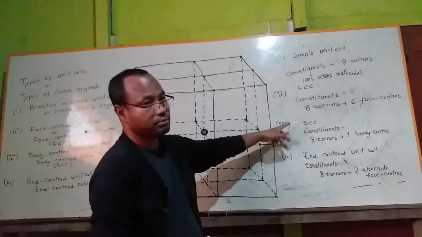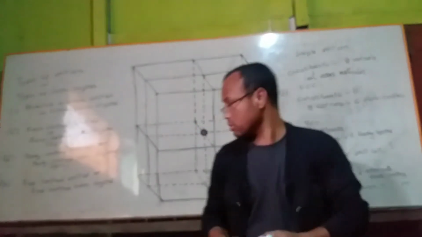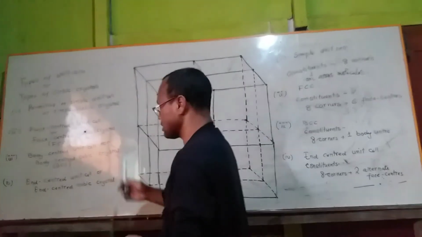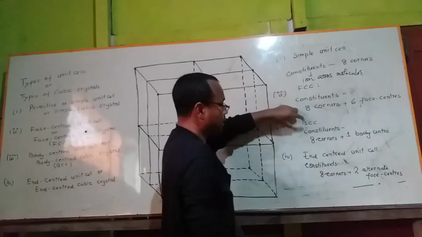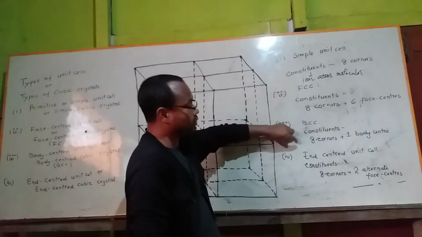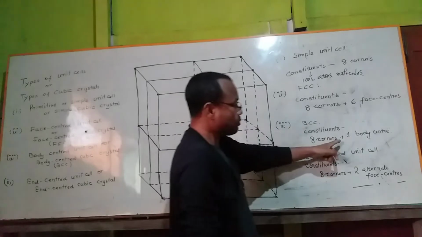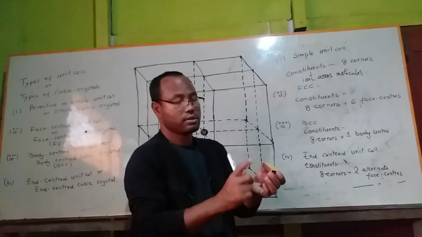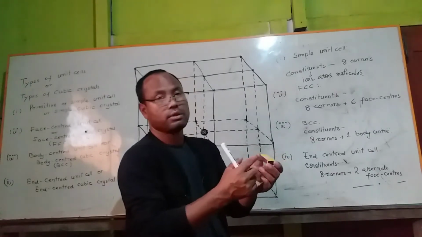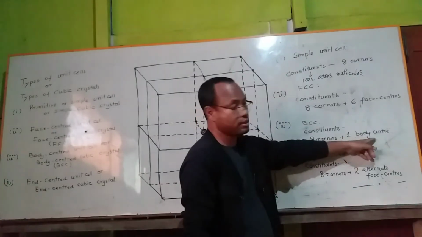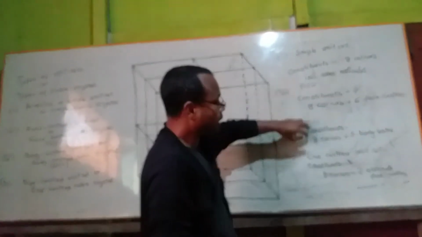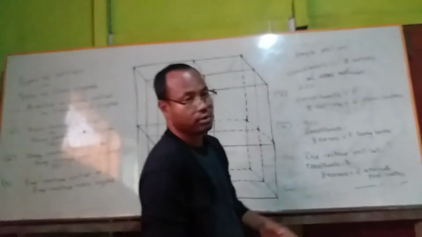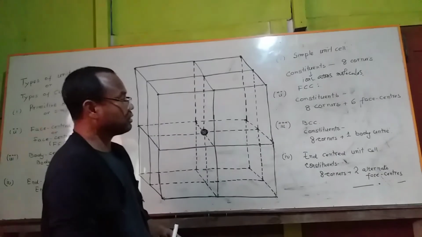The third one is BCC. What is the full form of BCC? That is the body centered unit cell or body centered cubic crystal. In BCC, the constituents are present at all 8 corners, as well as one body center. See, in a box, only one point is the center of the body, and that is called the body center. So here the constituents are present at the 8 corners as well as the one body center. This type of unit cell we call body centered cubic crystal.